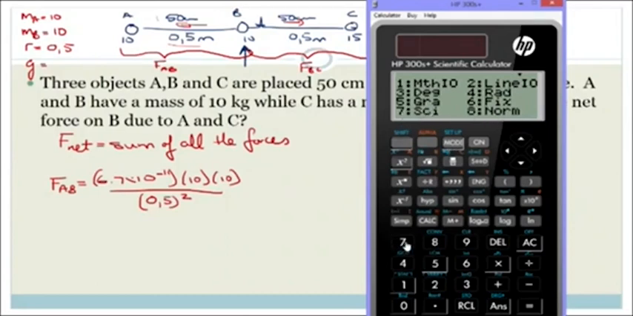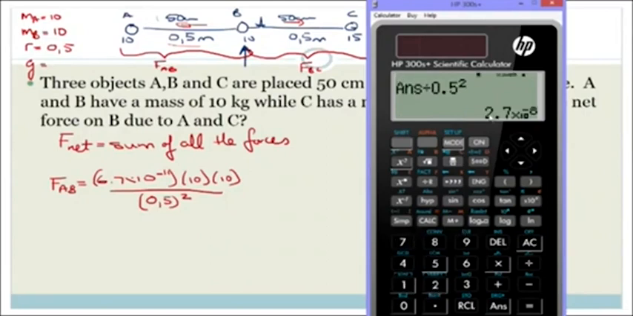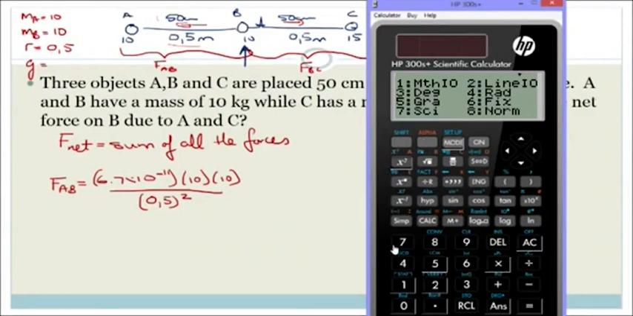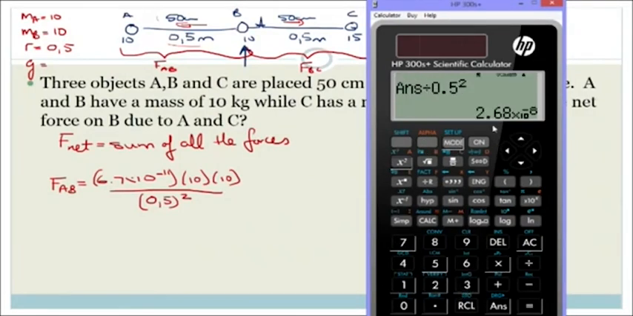So I'm going to choose 7, and then I'm going to choose 2. And there you go. My answer is now 2.7 times 10 to the negative 8. But in fact, I actually want 3 because then it'll give me my second decimal above, okay? Because 2 means two significant figures. So we're going to go shift, setup, science, and we're going to go 3. There you go. So it becomes 2.68 times 10 to the negative 8.